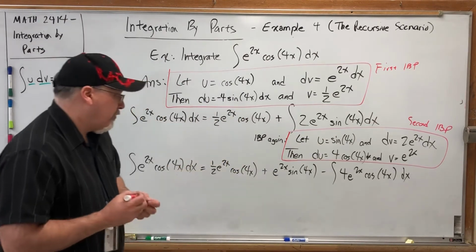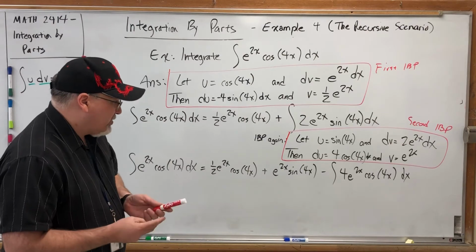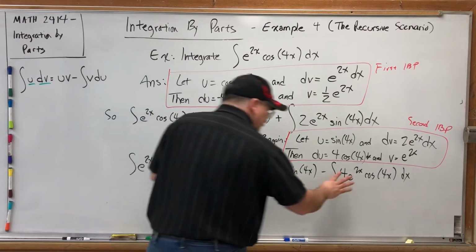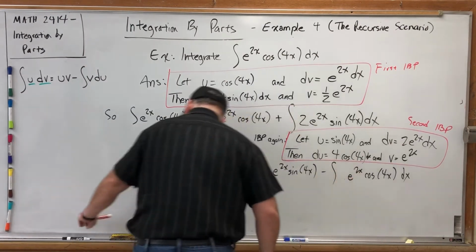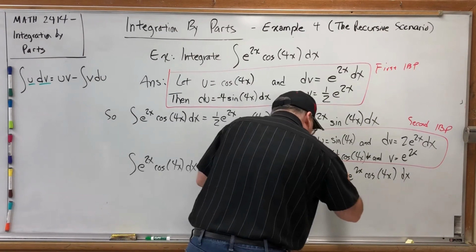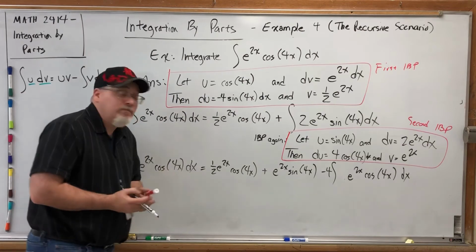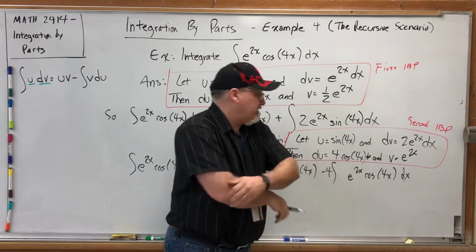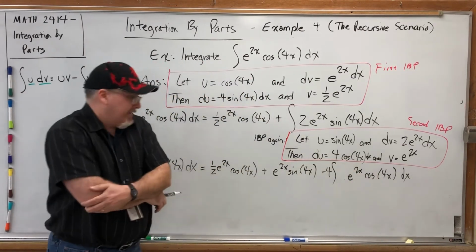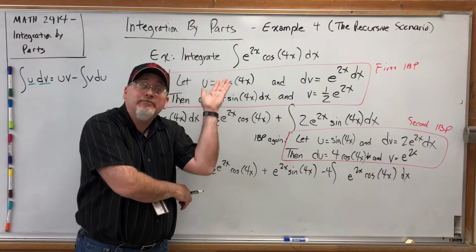But look at the integral we currently have. The 4 is a constant. I can pull that out. Let's just put it in front. I know I didn't do that before, but there's a reason I'm doing it now. Recognize that integral? Integral of e to the 2x cosine of 4x dx. Isn't it kind of the integral that we started with?